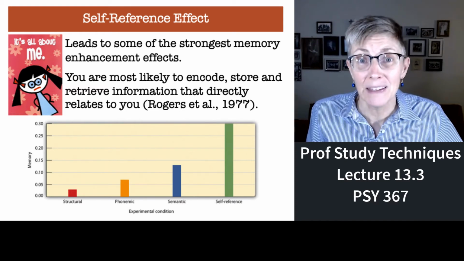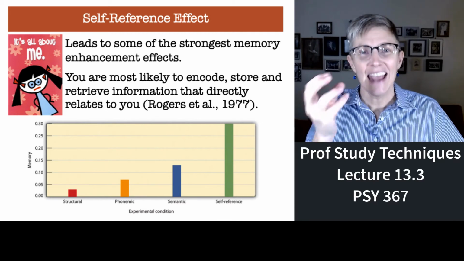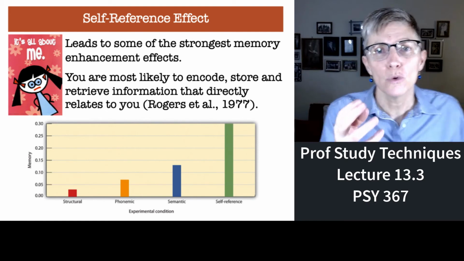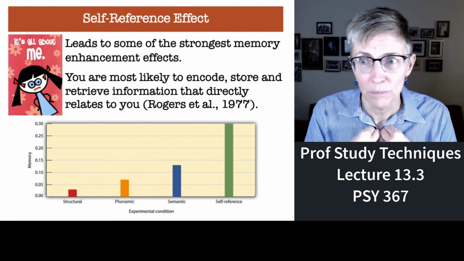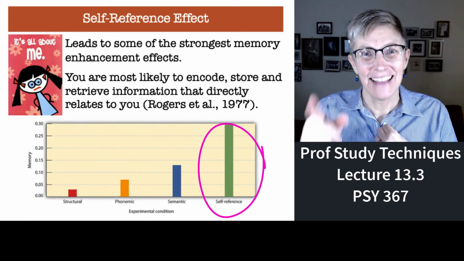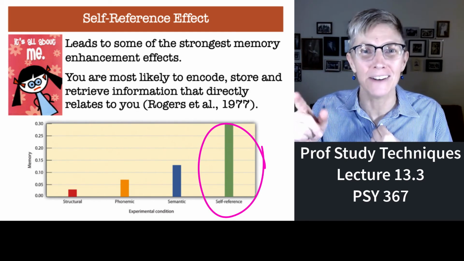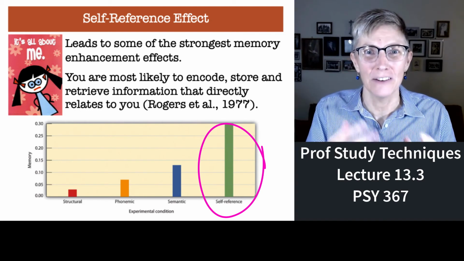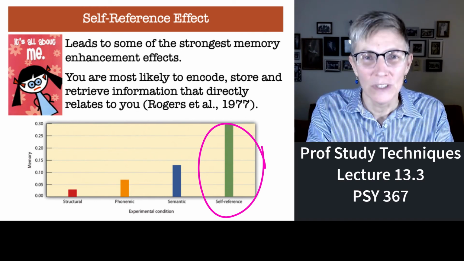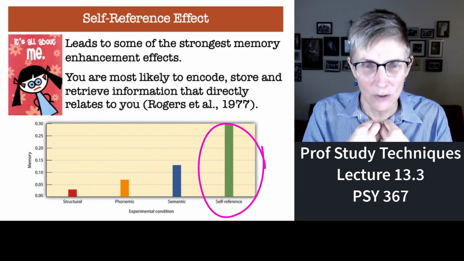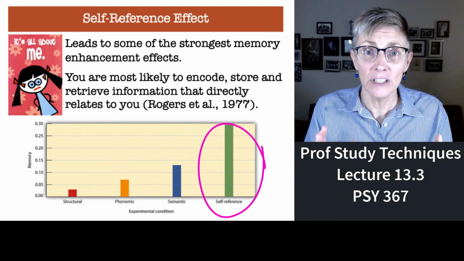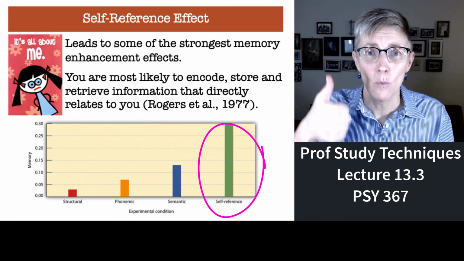But what's the biggest bang for your buck? Taking a concept and finding an example of it in your own life, relating the material to you. Look at that green bar. That's memory. That's the self-reference effect. Look how much bigger it is than the other three types of word processing. If you take material and you relate it to yourself, you make it real in your life, your likelihood that you're going to remember that material goes way, way, way up.